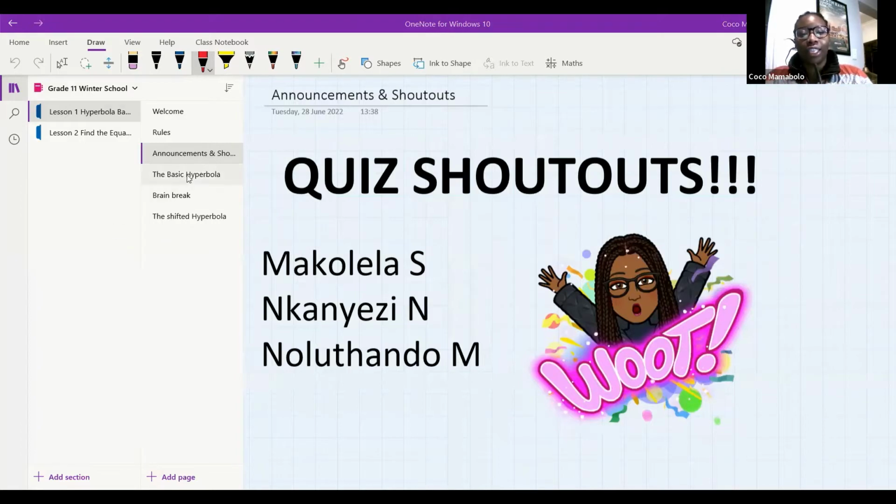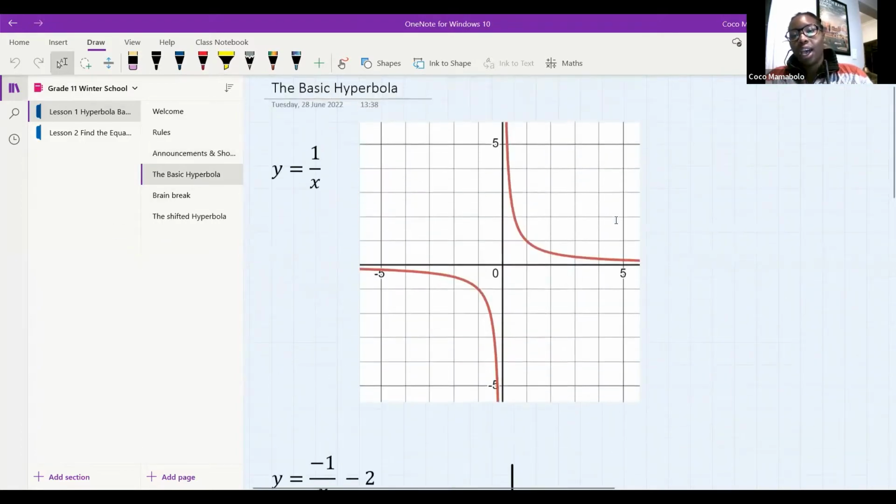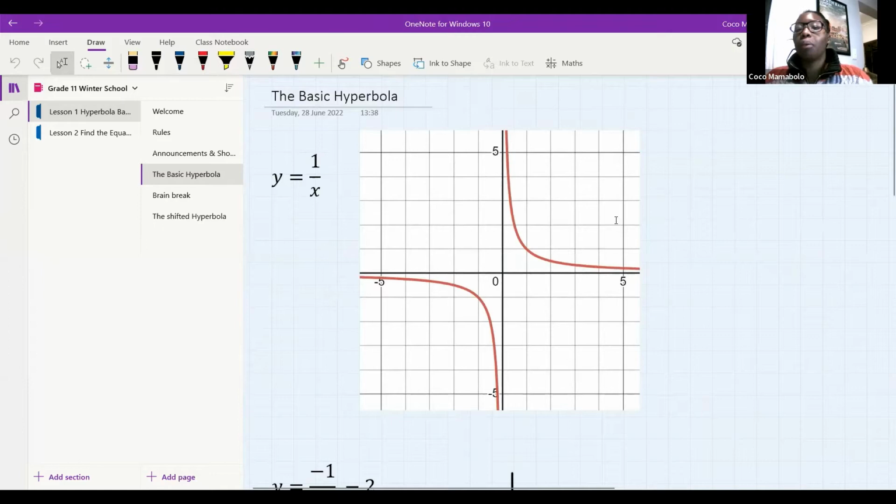First thing we're going to look at is the basic hyperbola. All right, so this is y is equal to 1 over x. Who can tell me why we've got 2 graphs? Why do I have a red graph up here and another one down here? Does anybody know why? You can pop your answer in the chat. You can raise your hand.